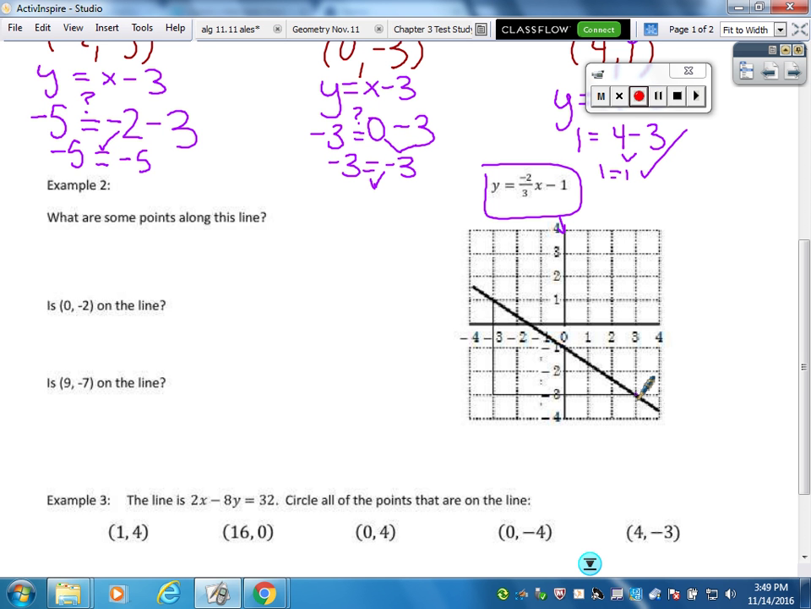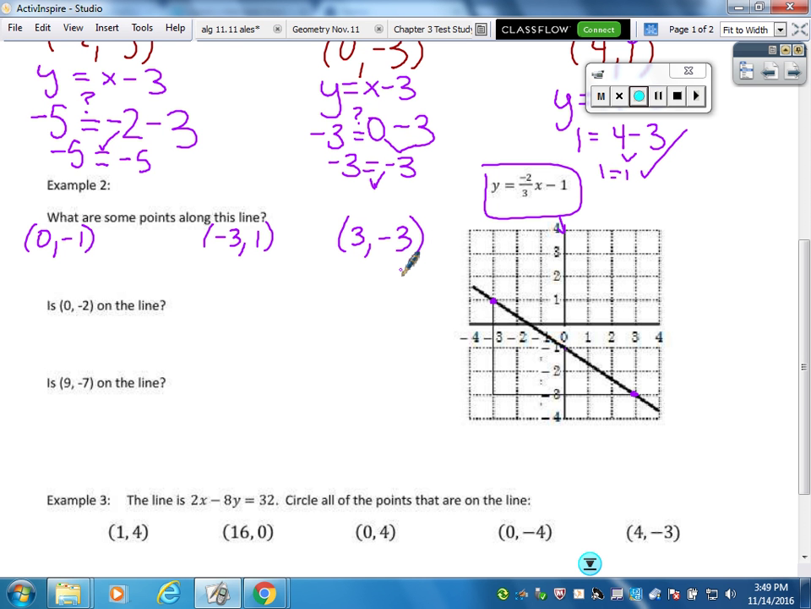What are some points along that line? Hopefully everyone noticed the -1. That is our y-intercept, so (0, -1). And then I'm also going to pull out this point and this point down here. The other good ones that you would do the slope with, right? Down 2 over 3, or up 2 backwards 3. So that's (-3, 1). And then this one over here is (3, -3).